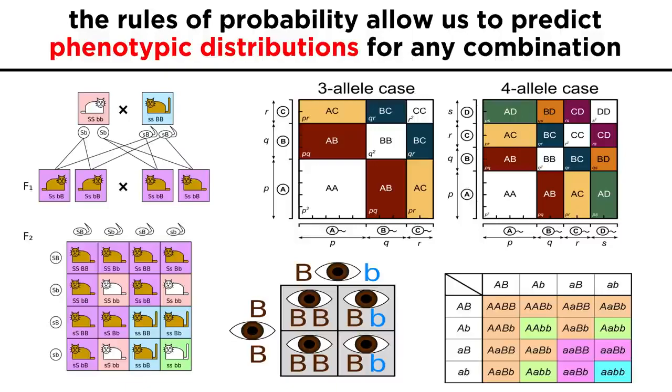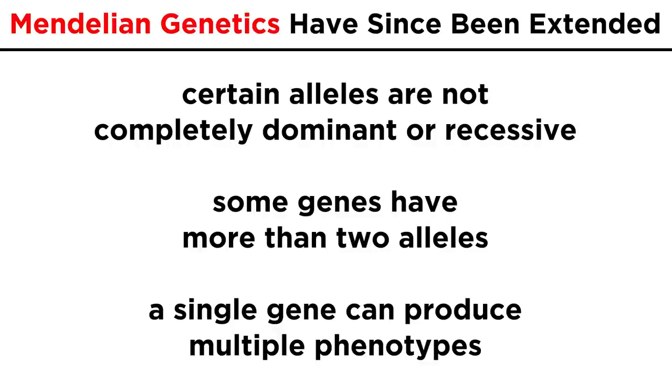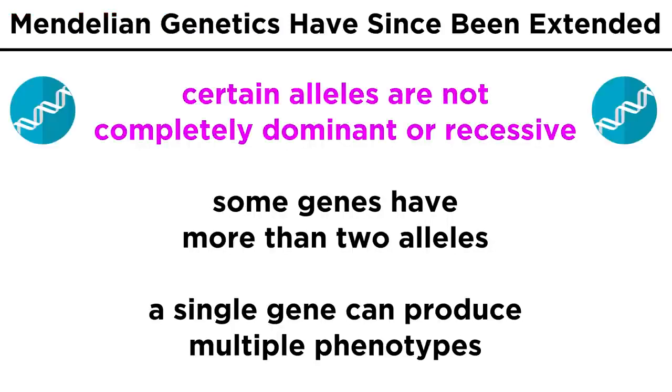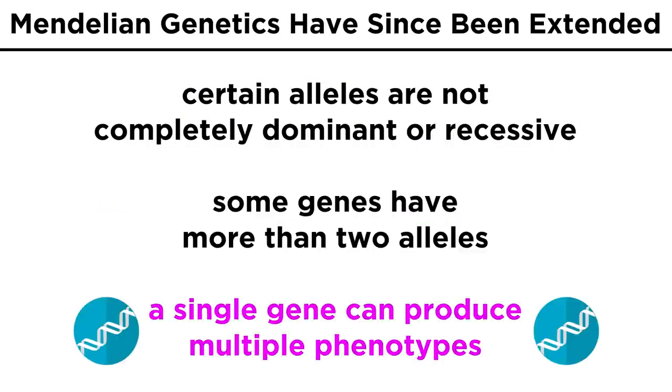Not all patterns of inheritance are this simple, unfortunately, and as impressive as Mendel's experiments were, he could not explain certain observations. But since his time, we have extended Mendelian genetics to explain these observations as well, as we now understand that certain alleles are not completely dominant or recessive. Some genes have more than 2 alleles, and a single gene can sometimes produce multiple phenotypes.